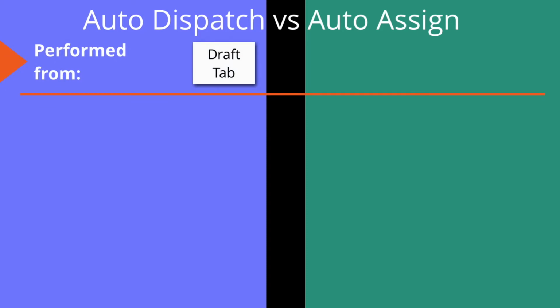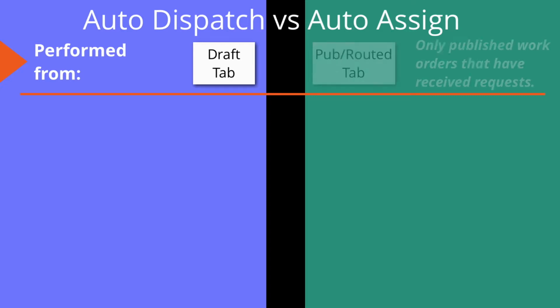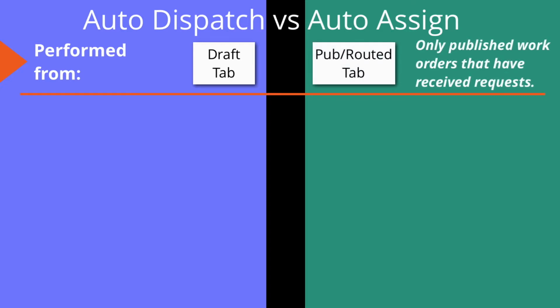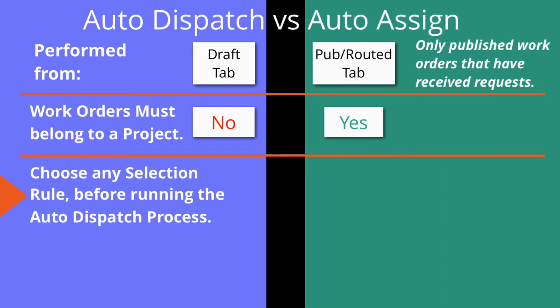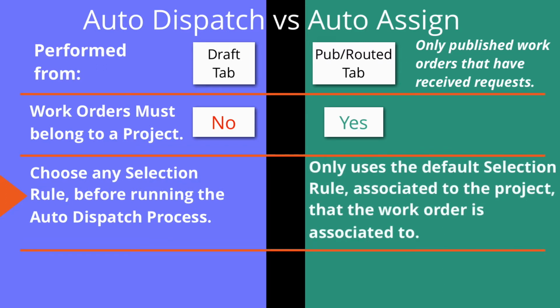Auto-dispatch can only be performed on work orders that reside in the Draft tab. Auto-assign can only be performed on published work orders that reside in the Published Routed tab. Auto-dispatch work orders do not have to belong to a project. Auto-assign work orders must belong to a project. Auto-dispatch allows you to choose from any of your selection rules before running the auto-dispatch process. Auto-assign only uses the default selection rule that is associated to the project that the work order is associated to.